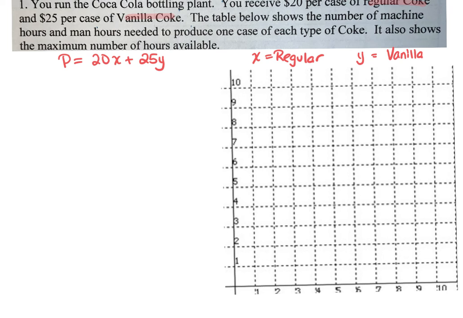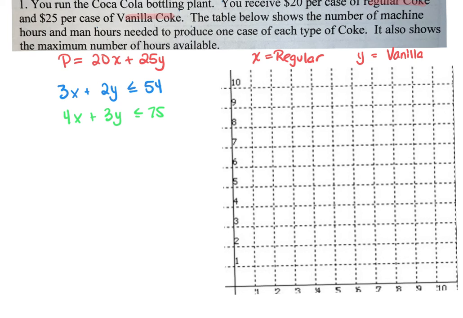They actually told you your constraints. It says machine hours. What are your constraints on your machine hours? The constraint is you only have 54 hours maximum, which means your regular and vanilla together have to be less than or equal to 54. And they've told you what they are. So your first constraint is going to be 3 times x plus 2 times y is less than or equal to 54. First constraint, right? What's your second constraint? Well, people. Man hours, right? So my 4x plus my 3y is less than or equal to 75.